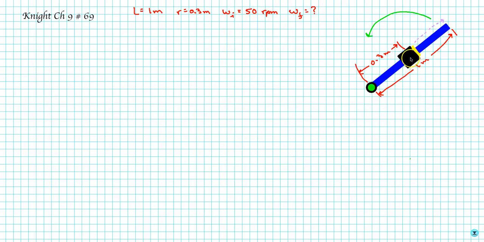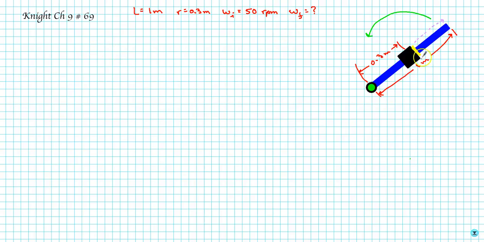And as it rotates around, it slides all the way to the end of the rod, which is then 1 meter away. Okay, so using that information, they would like to know, if we started 0.3 meters away and we then slid out to 1 meter away, what would happen to the final angular speed of our block?